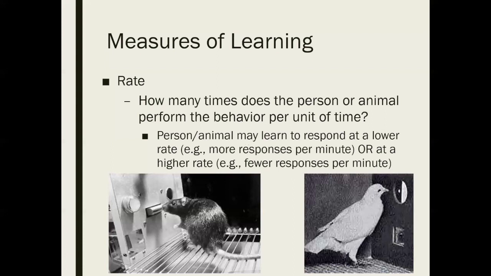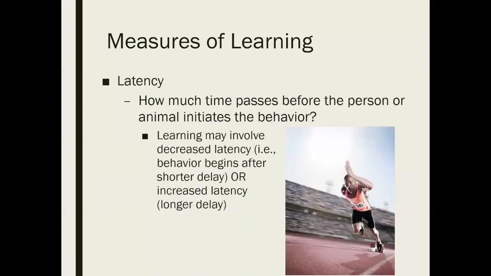So, anyway, we can also measure the rate of a behavior. We can measure how frequently it occurs per unit of time. And we can also measure how long it takes for the behavior to occur. We can measure the amount of time that passes before the animal performs the behavior. And guys, when we do that, we're measuring what we call the latency of the behavior. That's known as latency. And so that's another measure of learning. So, how long does it take? How much time passes before the person or the animal initiates the behavior? That's what latency is all about.